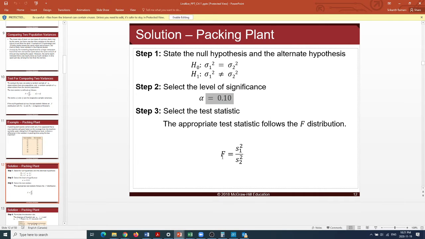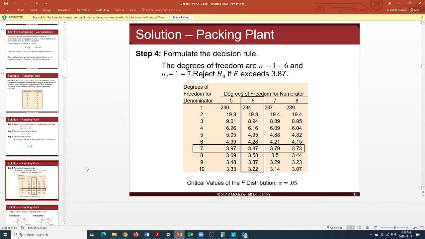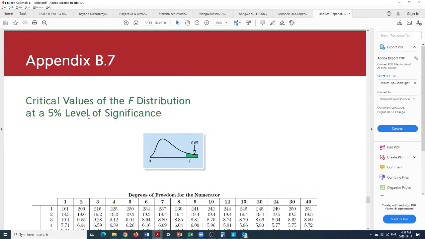So the appropriate test statistic is S1 squared over S2 squared, where S is the sample standard deviation and S squared is the sample variance. When you actually compute these things, this is the idea of the decision rule. That's your step 4, and this is given in your tables. So this is your Appendix B.7.